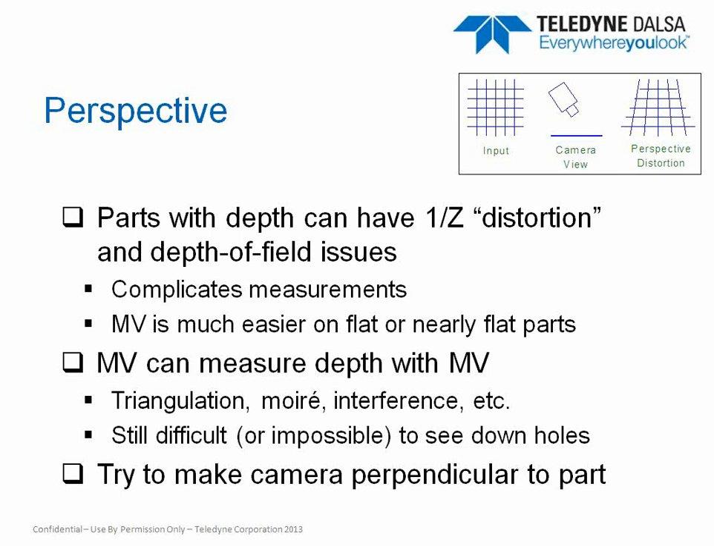Machine vision can measure depth as well. We can use triangulation, Moire, interference, etc. It's still difficult, because the resolution is not as good when you use structured light as the basis for your triangulation, and it's near impossible to see through holes. A lot of people want you to stick a camera in and say, can you see all the threads inside to see if the threads on this nut or tap hole have any contaminant. It is really difficult. And again, try to make the camera perpendicular to the part as best as you can.